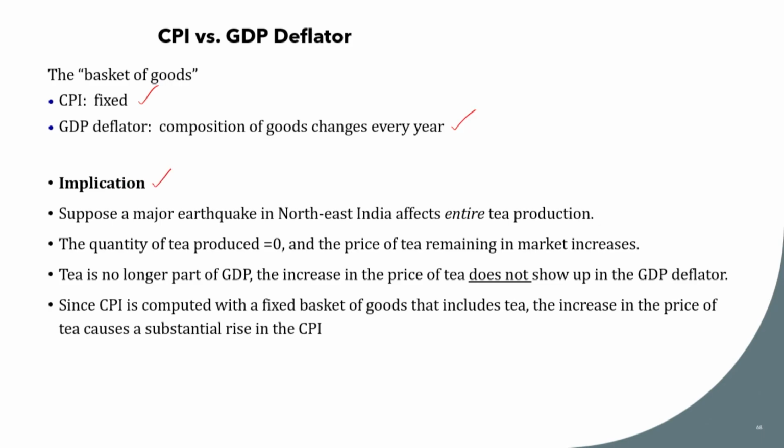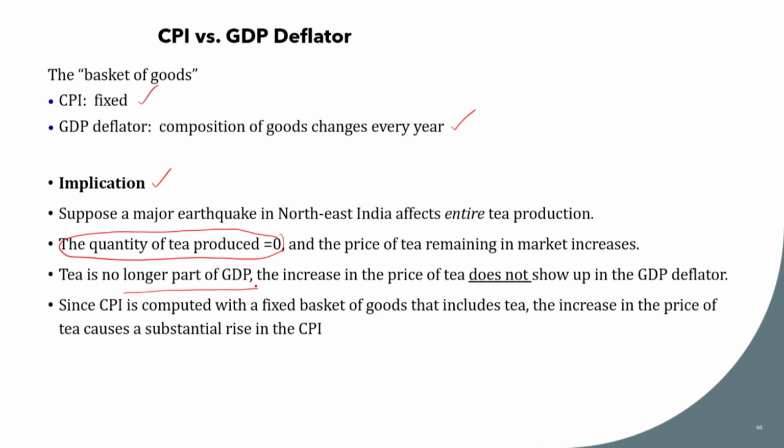Suppose there is a major earthquake in Northeast India and it affects the entire tea production. What is the likely reflection? Assume that we produce tea only in the Northeast, and because of the earthquake, the quantity of tea produced in the country becomes zero. Assume that tea is not produced in any other part of the country. So the quantity of tea produced this year becomes zero, and the price of tea remaining in the market increases. So tea is no longer part of GDP.